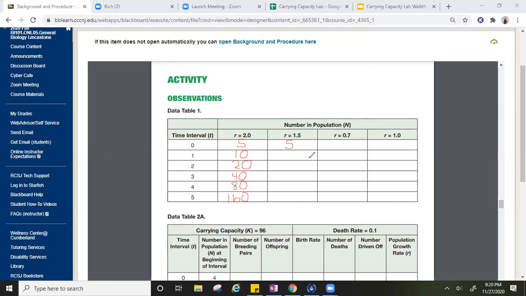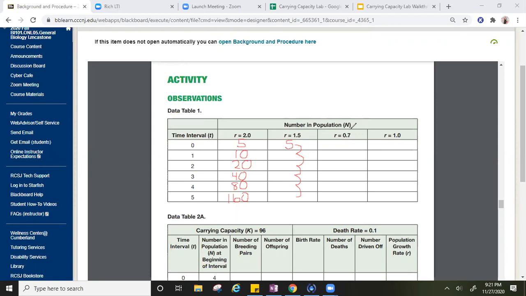Because you can't have 9/10 of an individual, you can't have 8/10 of an individual, you can't have 7/10 of an individual, so you have to round down. So here you're going to take it and multiply by a factor of 1.5 each and every time. From here to here, multiply by 1.5, from here to here. So you're going to be populating numbers in here and coming up with your table.